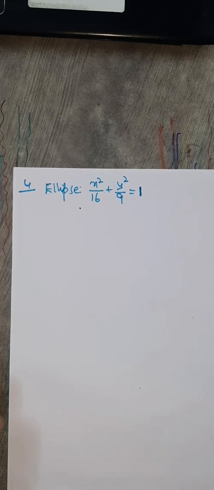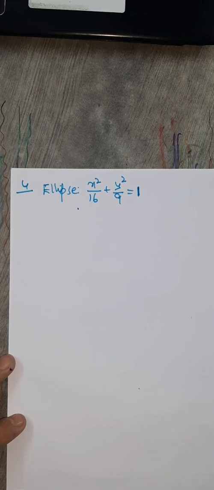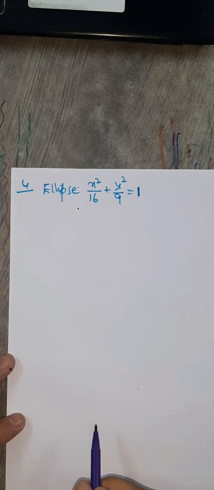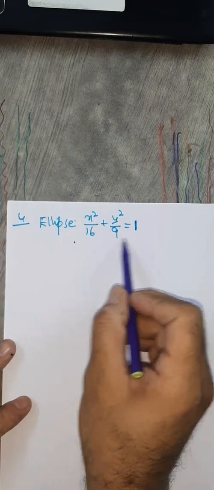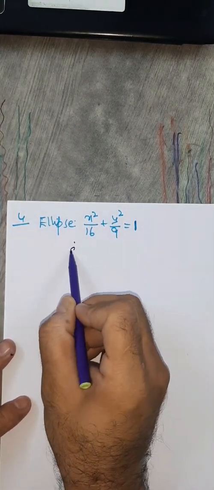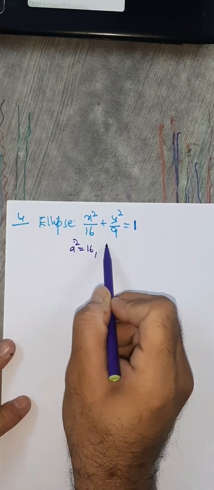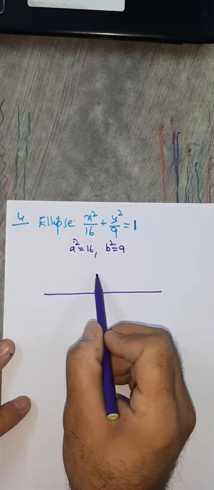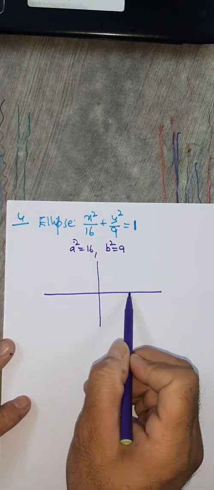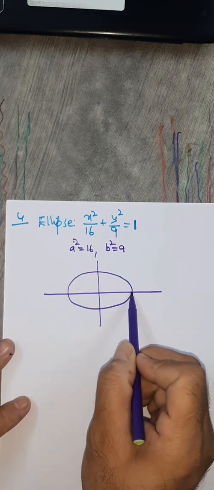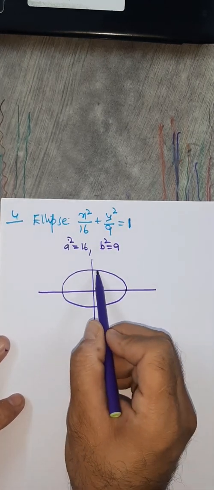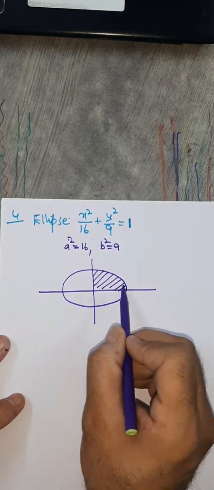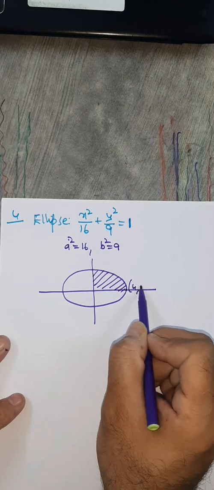Okay, so next, fourth number. Find the area of the region bounded by this ellipse. X square by 16, y square by 9 equals 1 here. So here a square is 16 and b square is 9. So it would look like this. A is bigger than b, remember. So this is an oval shape. You know it. What do we do? We find the area in the first quadrant and we just multiply by 4. This is 4, 0.